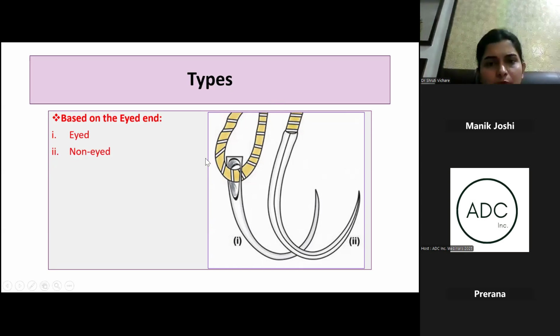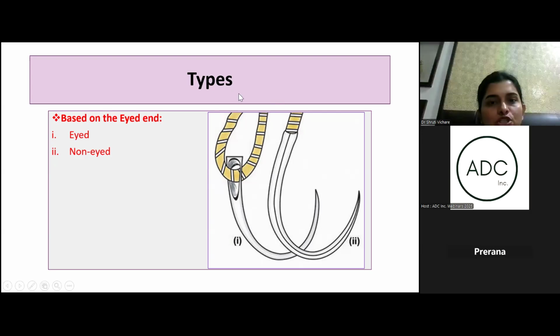So what is the difference between the eyed and the non-eyed needle? An eyed needle obviously has an eye through which the suture needs to be passed, right? And the swaged one has a suture incorporated. You don't have to pass any suture through it. Most of the packaged sutures have these swaged needles. Fine.